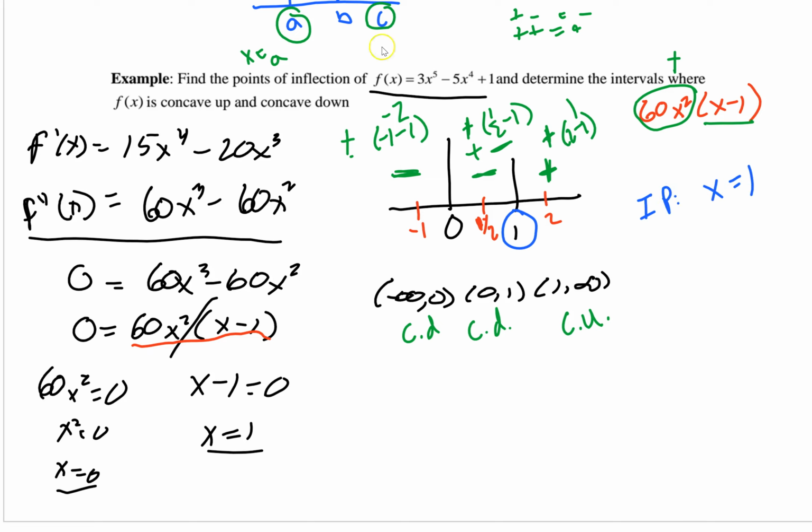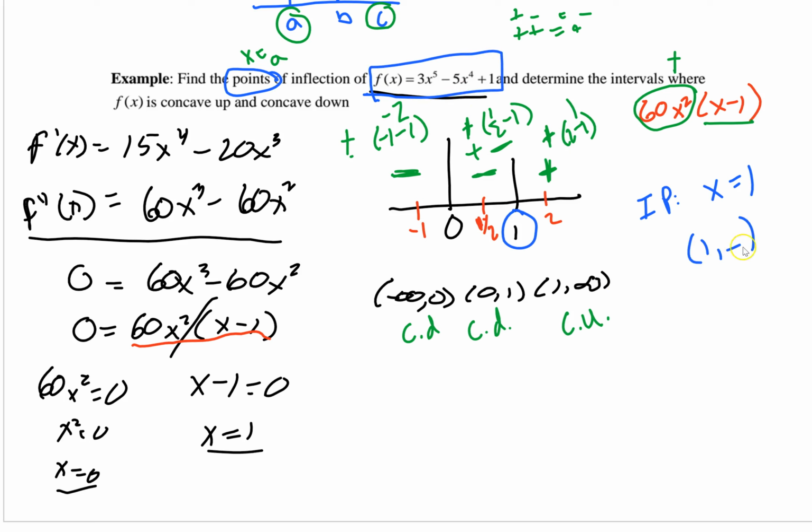Now the problem here is a lot of times they want the actual point. They're going to say, hey, what's the actual point? So your x is 1. Remember, how do you find the y? It's always the same thing. If you want to find the y value, you go back to the original function. It's a point on the function, so you have to plug it in there.